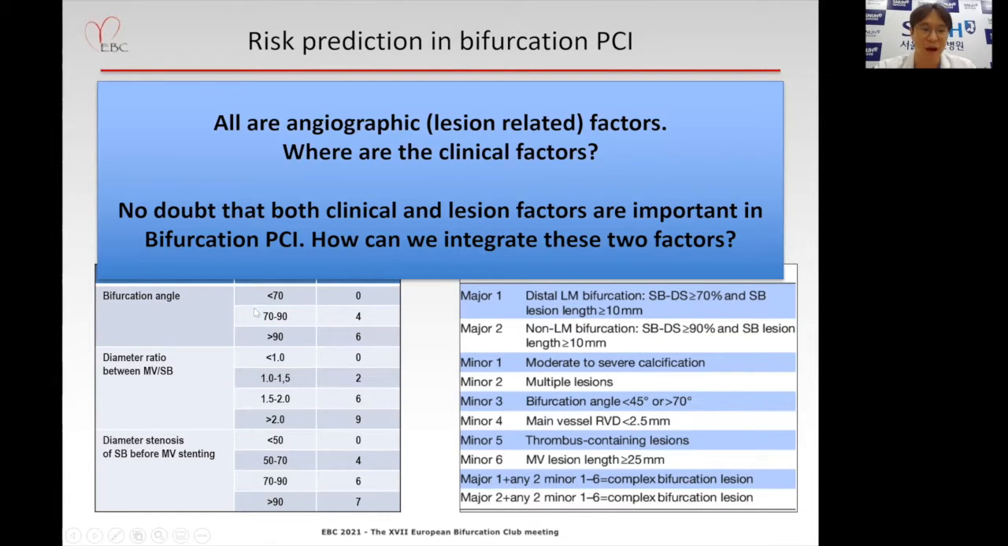However, we could see that all the factors included in these criteria or scores were angiographic or lesion-related factors. However, it is not difficult to appreciate that clinical factors are very important in determining the clinical outcomes in the patients that we treat. So especially in bifurcation PCI, we know that both clinical and lesion factors are important, but how can we integrate these two factors?